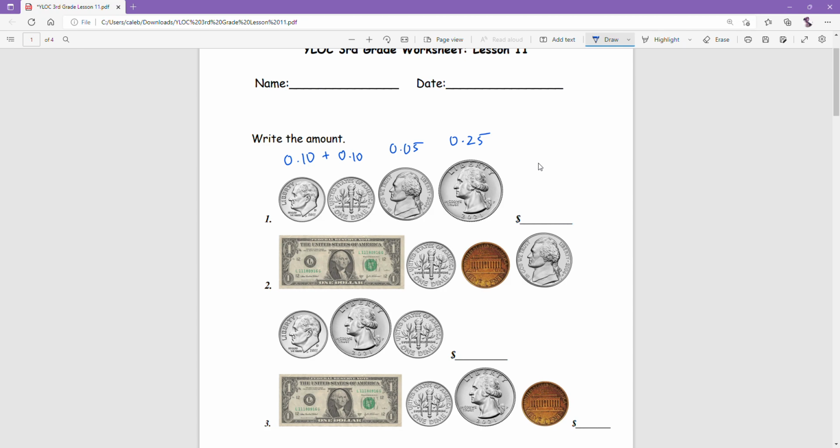So 0.10 plus 0.10 is just 0.20, and then 0.20 plus 0.05, then 0.25. You add them up together: 5 plus 5 is 10, so you put the 0 here and the 1 on top. 1 plus 2 plus 2 is 5. We're going to bring down the decimal point right here on the 0. So our answer is 50 cents.